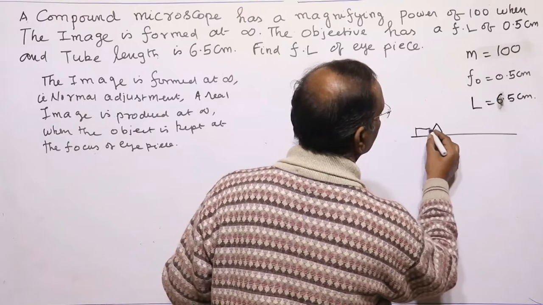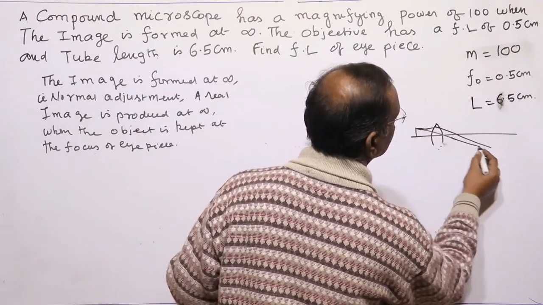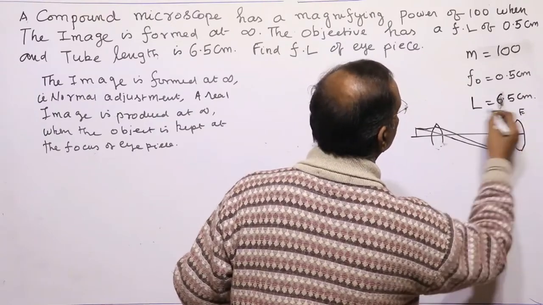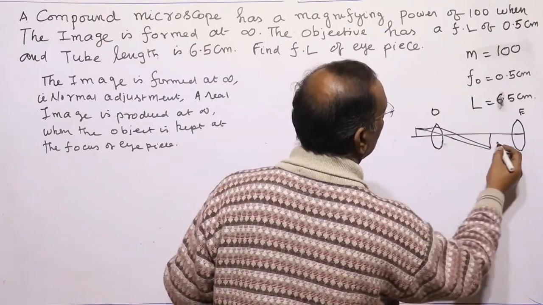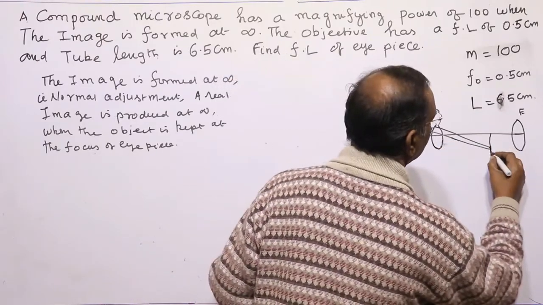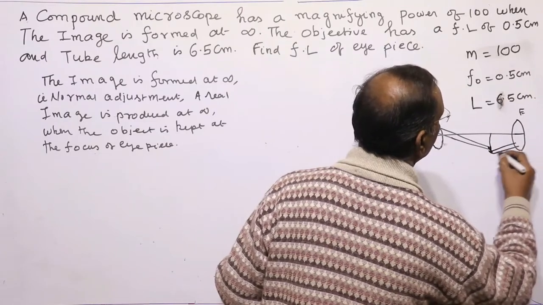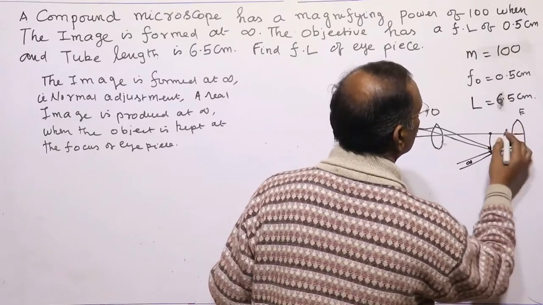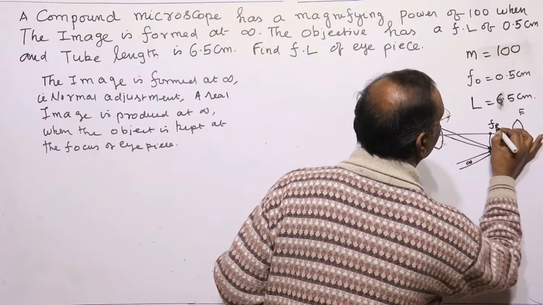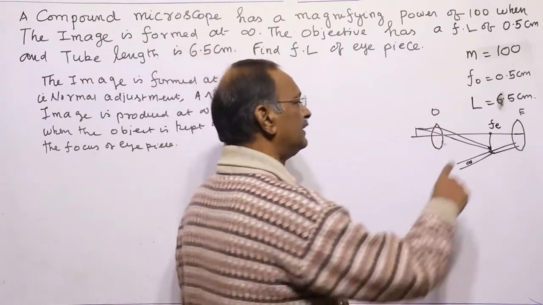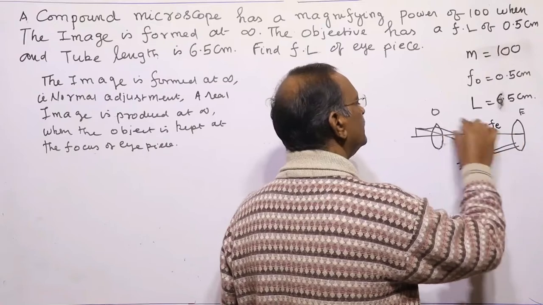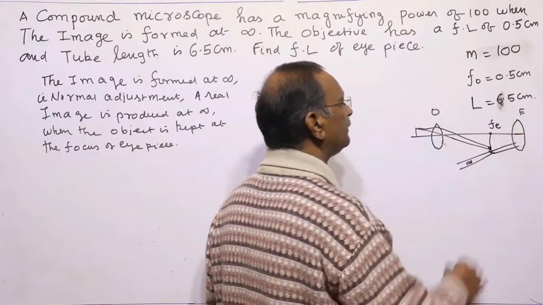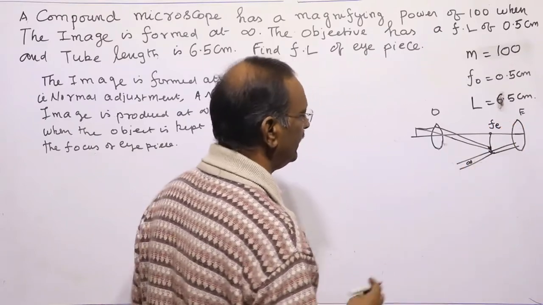Object is kept here. Image is formed like this here. This is the eyepiece, and this is the objective. For the image to be formed at infinity, the object for this eyepiece has to be kept at the focal length of the eyepiece. This image serves as an object for this lens. If this object is kept at the focal length, then only the image will be formed at infinity.